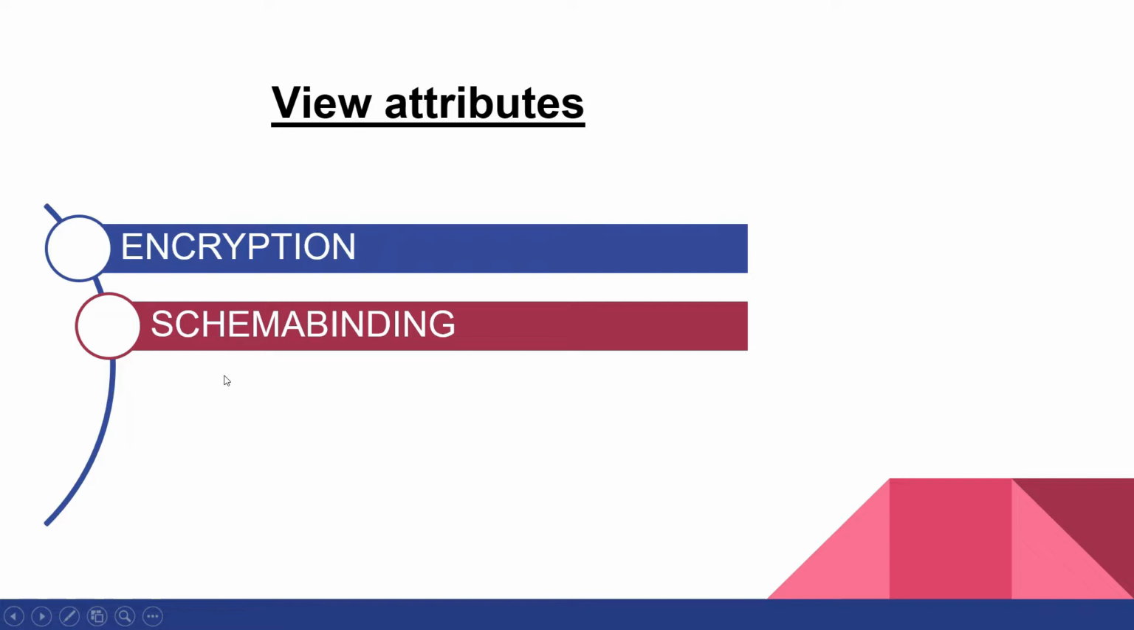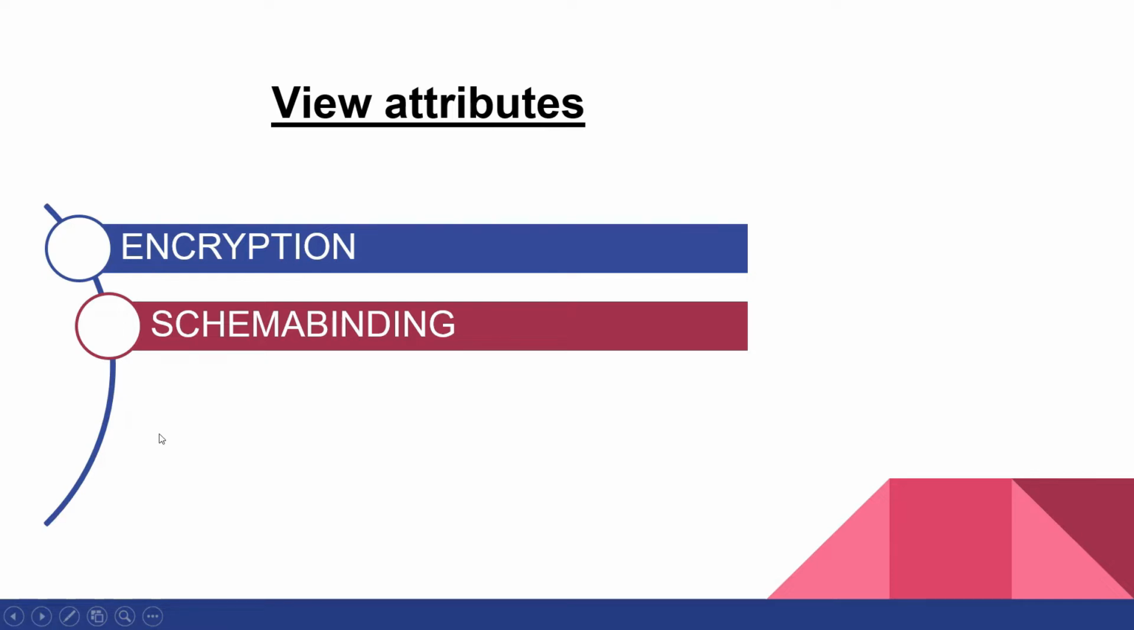This is where the schema binding attribute comes in. If we use this attribute when we create or alter a view, the structure of the underlying objects can no longer be modified in a way that affects the definition of the view, for the view is now dependent on these objects. This is a requirement when creating indexes on views. We'll cover this attribute in more depth later on in this video.